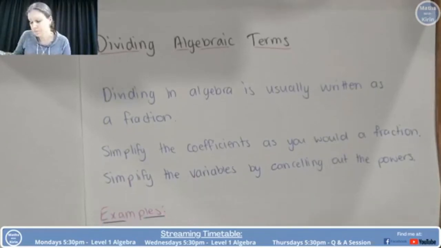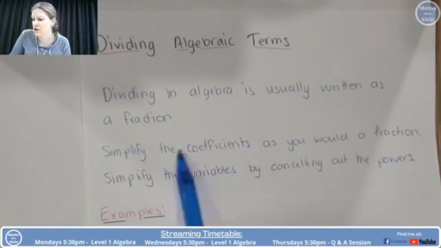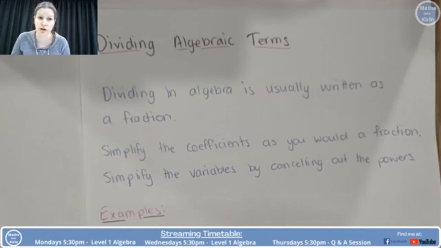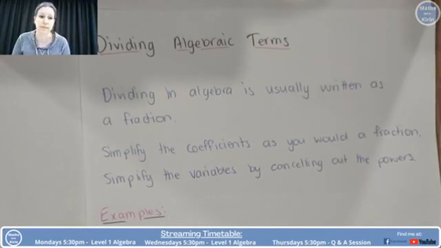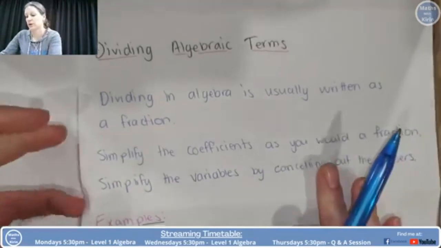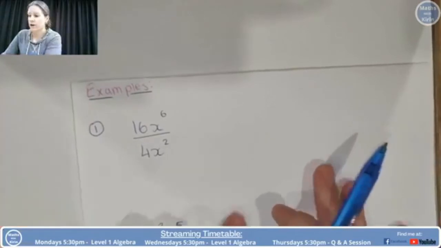So to do this, like everything else, the coefficients you just simplify as you would a normal fraction, and then the variables you use cancelling. Okay, so we're going to look at the powers in order to cancel. Okay, and again, I can show you why that works.